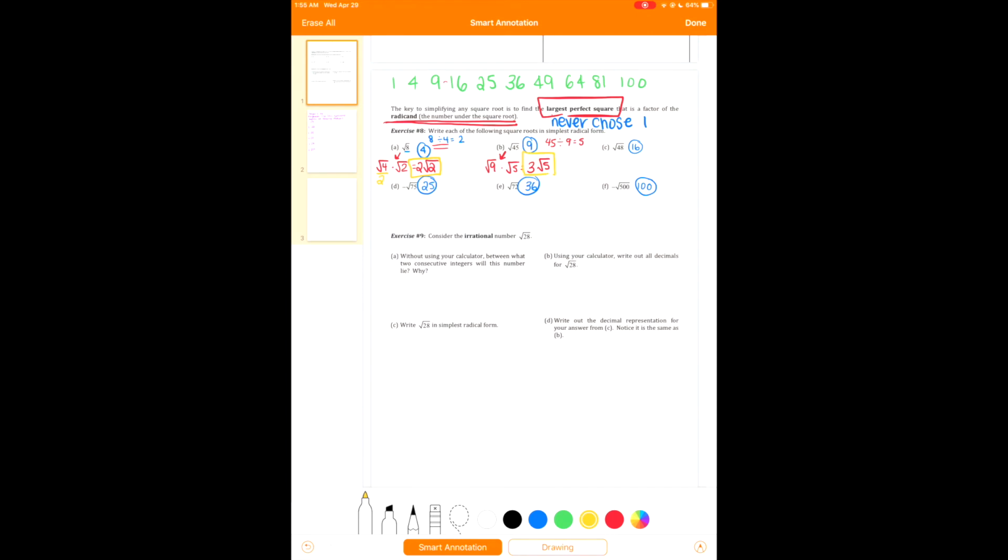You're always going to end up with a whole number and a number under the radical. So a whole number and then a non-perfect square under the radical is always what your answer is going to look like.